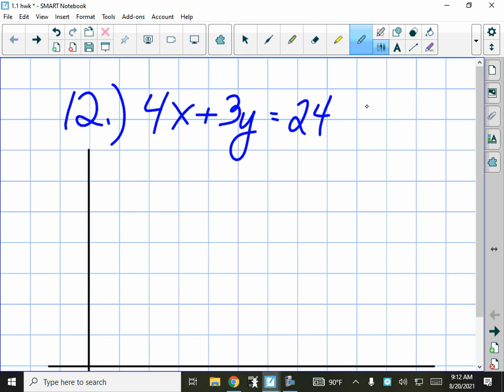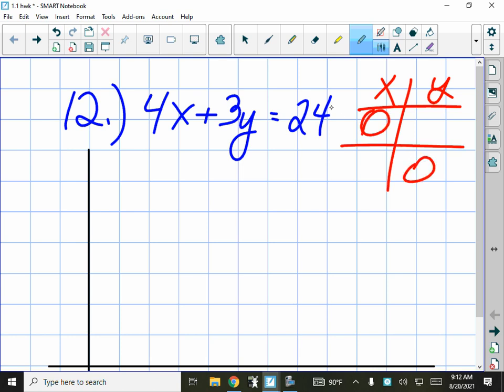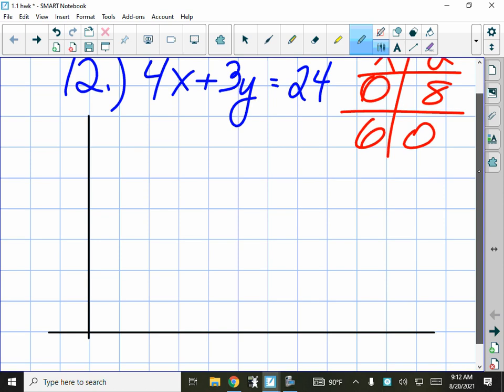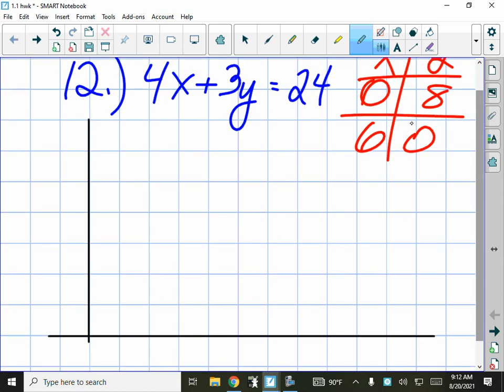If you forgot how to graph a line real easy when it's set up in standard form, you can do a 0, 0 table like that. And so if x is 0, y is 8. If y is 0, x is 6. Look at that. I did some division. Okay, so 0 across, 8 up.